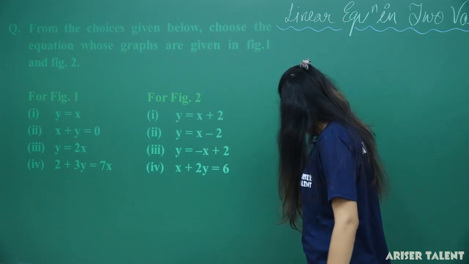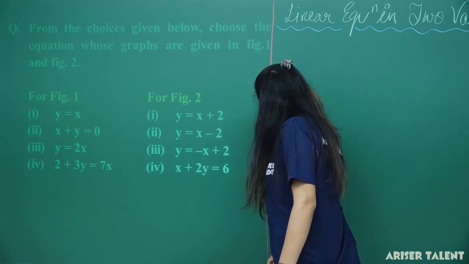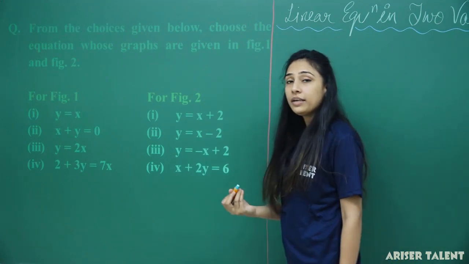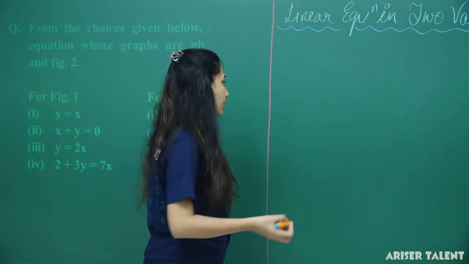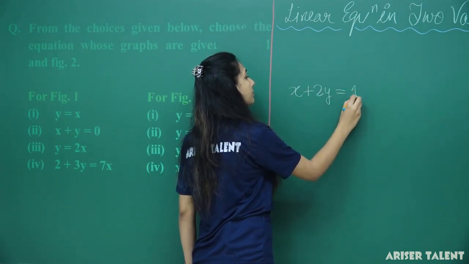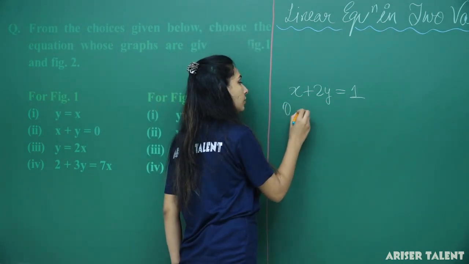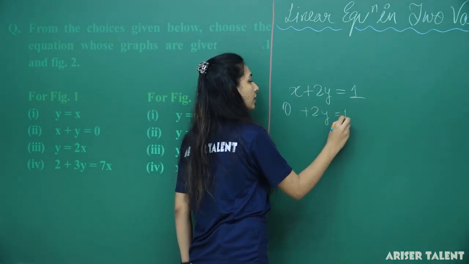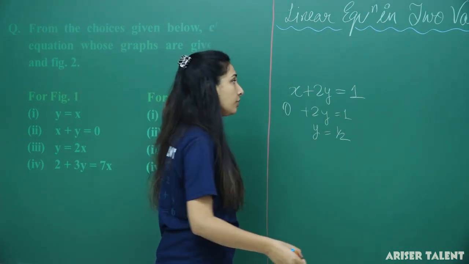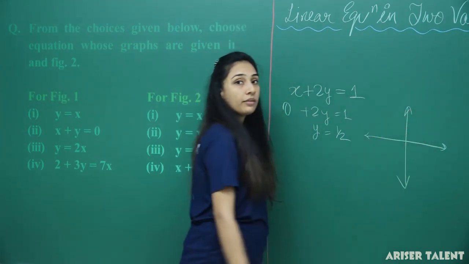Now how to find that? How do we locate a point on a graph? If I reverse the question, how will you find the point on a graph? Let us suppose I have x plus 2y equals 1, which is your equation. What will you do? You will put x equals 0 here, so 2y equals 1, and from there you will get y equals 1 by 2. So now you will locate these 2 points on the graph.